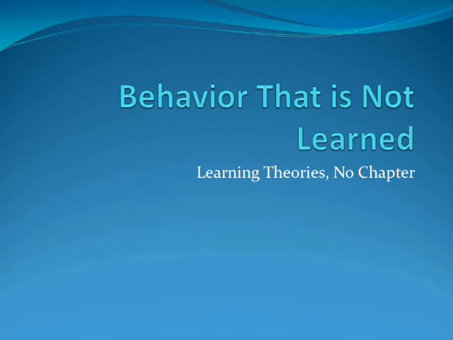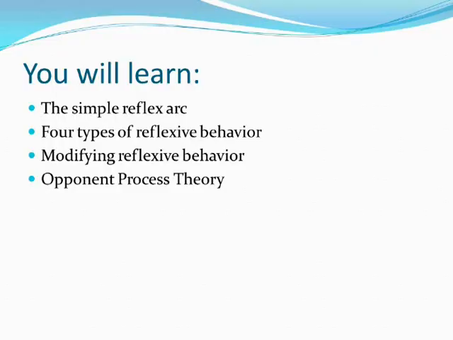So let's jump into it and take a look at behavior that is not learned. We've got 4 basic topics here. The simple reflex arc. We'll talk then about 4 different types of reflexive behaviors. And we'll talk about how reflexive behaviors can be temporarily modified. And finally, we'll talk about a major theory, opponent process theory, that concerns reflexive behavior.